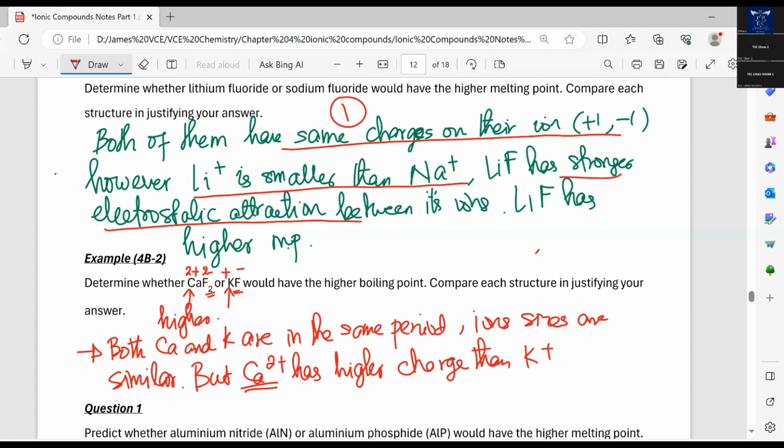When they form the ion, remember in part A, we tried to form ions. Ca will form Ca2 plus, right? Yeah. So generally what we can say is that the attractive force between 2 plus and 2 minus will be stronger than between 1 plus and 1 minus, because this 2 plus has a higher nuclear charge, right?